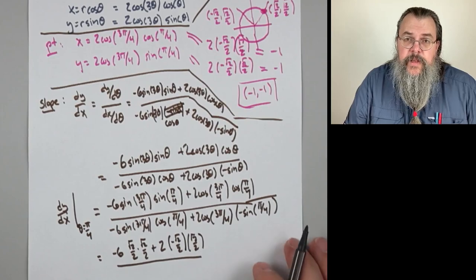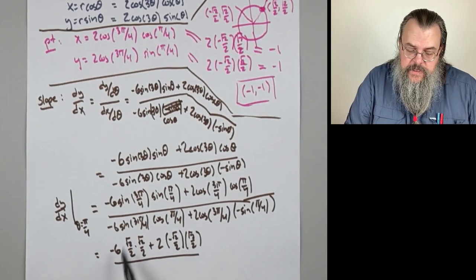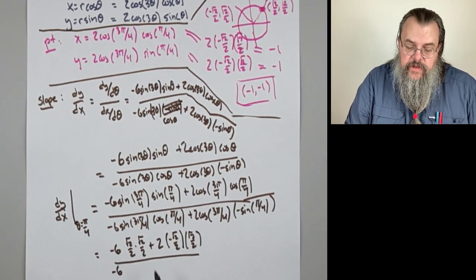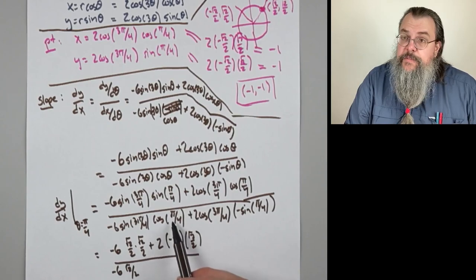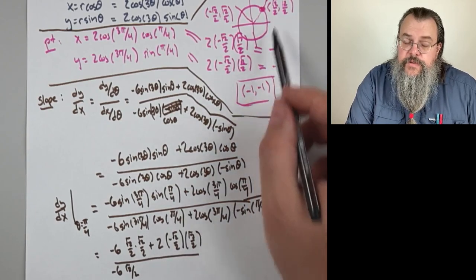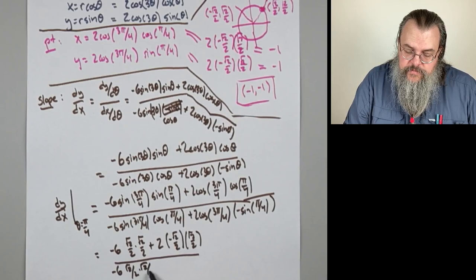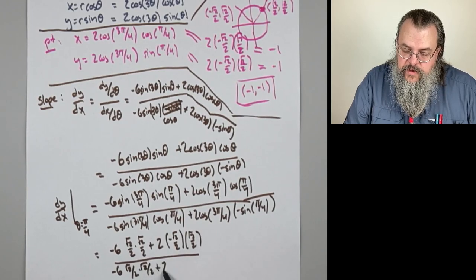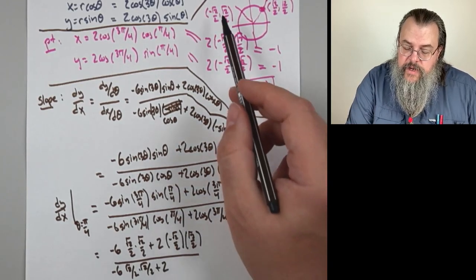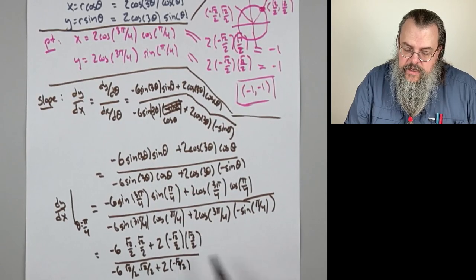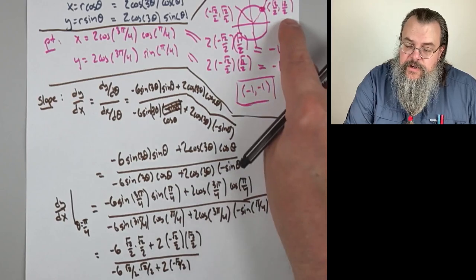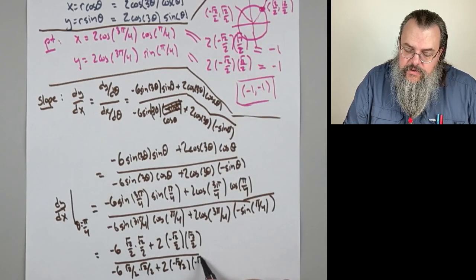Underneath, we're going to have negative 6. And then still sine of 3 pi over 4, so it's still root 2 over 2. Cosine pi over 4, still root 2 over 2. Plus 2. Cosine of 3 pi over 4 is a minus root 2 over 2. And negative sine of pi over 4 is also a minus root 2 over 2.